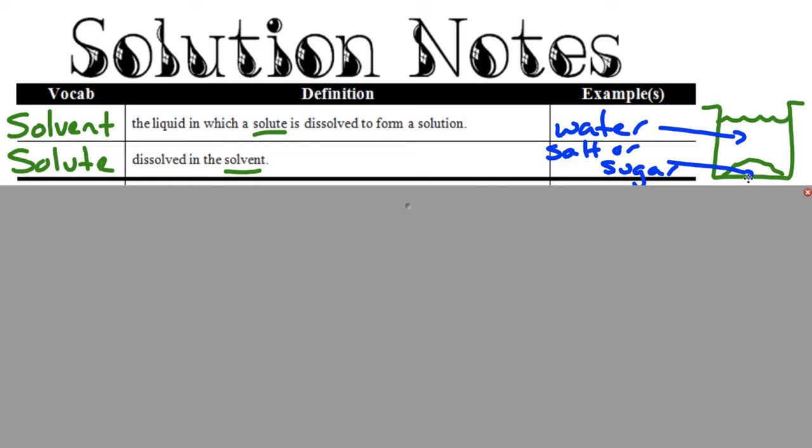Okay, so if you were making Kool-Aid, the Kool-Aid mix is the solute and you're putting it in the solvent, that's the water. If you look at the definition, these definitions are not ideal because they use the other word. So you're in a constant cycle of trying to figure out what it actually means. But the technical definition that we have written here is the liquid in which a solute is dissolved to form a solution, and the solute is dissolved in the solvent.